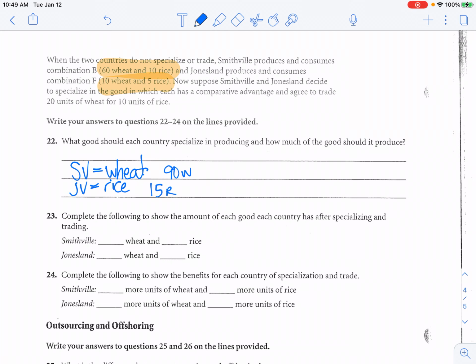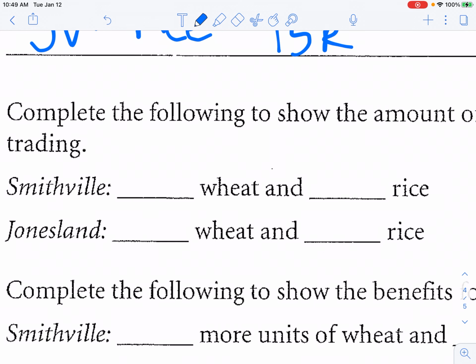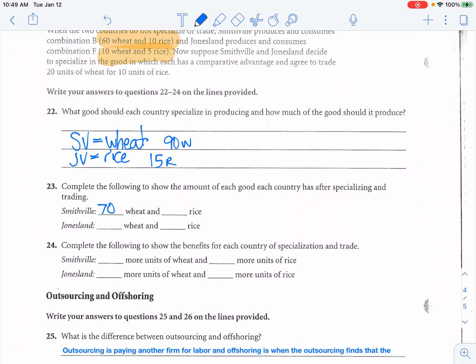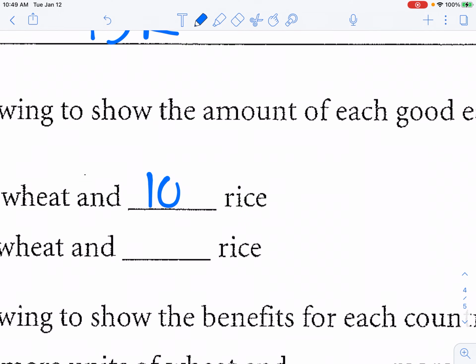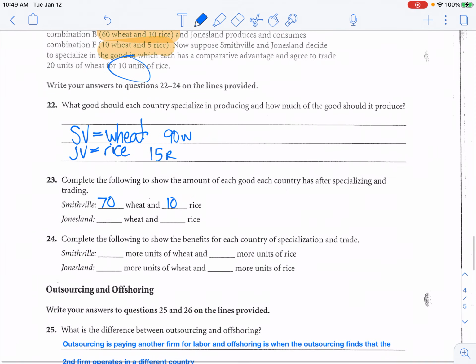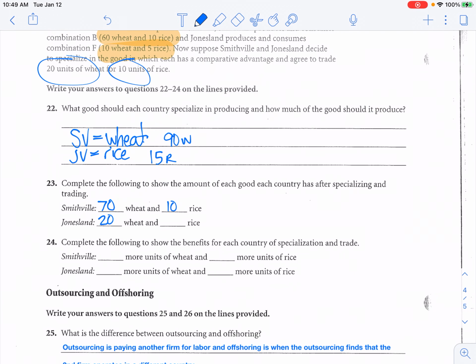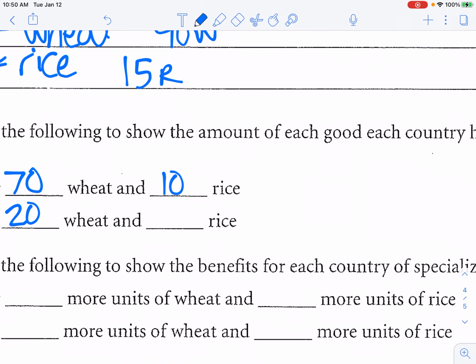Smithville is going to be producing 90 units of wheat, but they're going to trade away 20 units of it. All right, so that's going to leave them with 70. And in return for that 20 that they gave away, they're getting 10 units back of rice. And Jonesland, they are getting 20 units of wheat from Smithville because they're not growing any, trading for it. And it's going to leave them with, let's see, they're giving away 10 units, so they're going to have 5 units of rice left over.